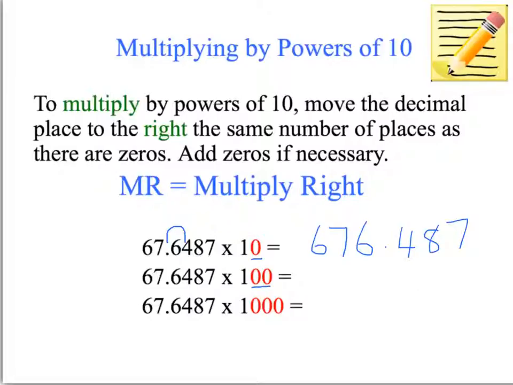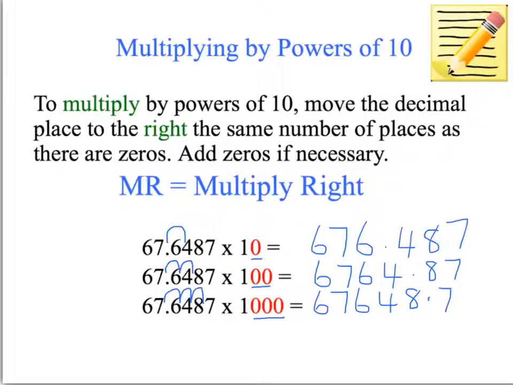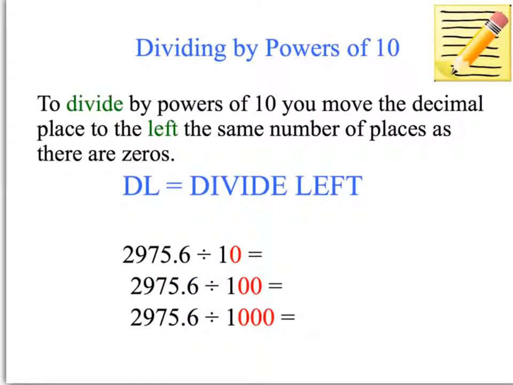The next one we're looking at is multiplying by 100. There are two zeros in the number 100, so we're moving it two decimal places to the right, MR, multiply right, and this will make it 6,764.87. Now the third one, I think you might have this by now, three zeros in 1,000, so we need to move the decimal place three places to the right. So 67,648.7.